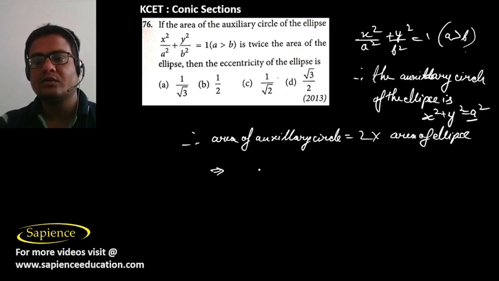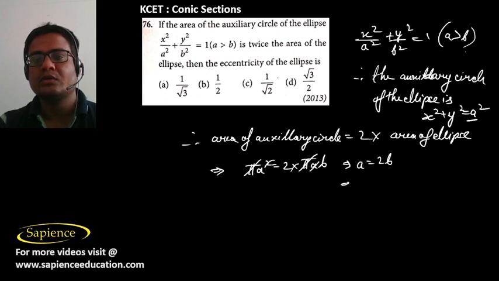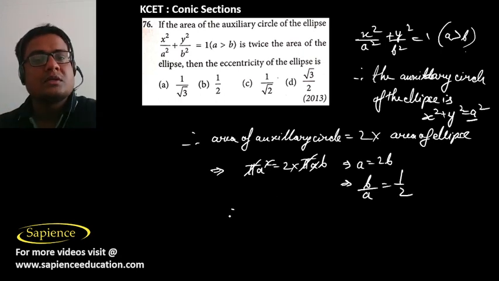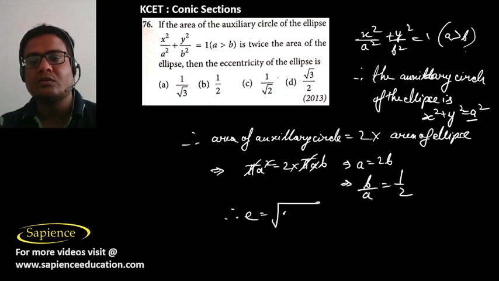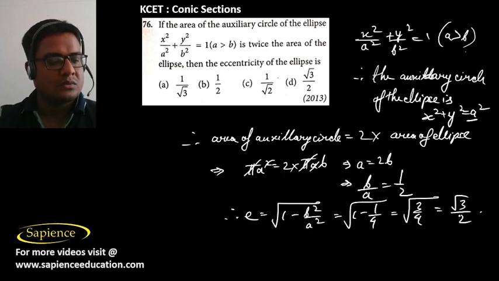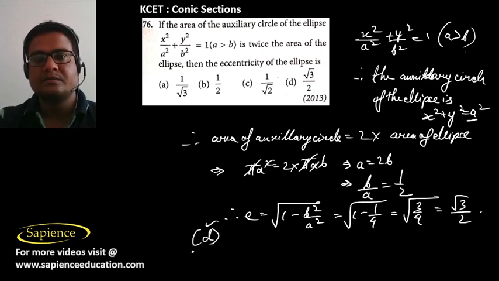So the area of the auxiliary circle is pi a square, which is equal to 2 into the area of the ellipse, which is pi ab. So pi will cancel, a and a will cancel, so a is equal to 2b. So b by a is equal to 1 by 2. Now the eccentricity of the ellipse is square root of 1 minus b square by a square. So it is square root of 1 minus 1 by 4. So that is root over 3 by 4, which is equal to root 3 by 2. So option D is the correct answer.